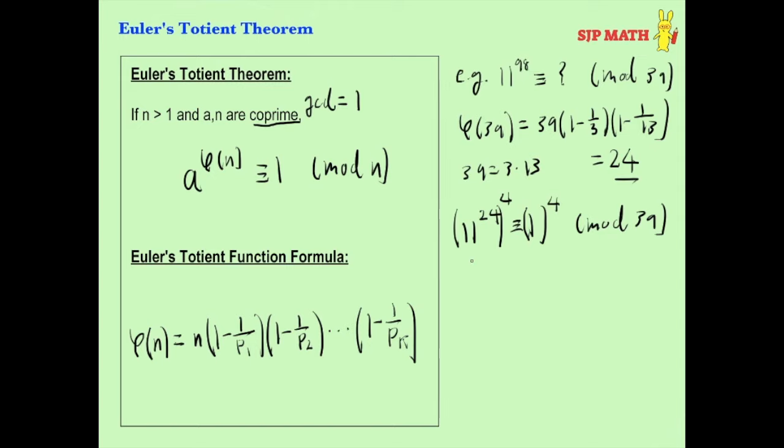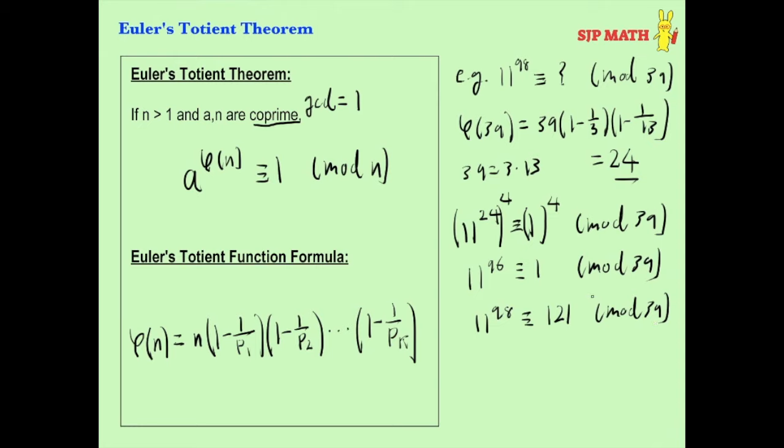We raise both sides to the power of 4 to get 11 to the 96 is congruent to, that's still a 1, mod 39. And then we just fill the rest by multiplying 11 squared to both sides. So that will become 11 to the 98, and multiplying 11 squared on this side, it becomes 121 mod 39.